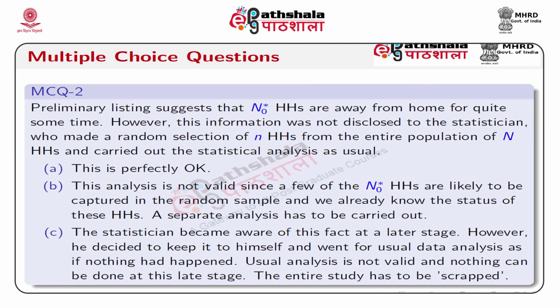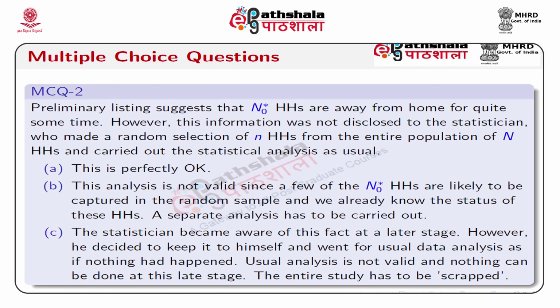Or the statistician became aware of this fact at a later stage. However, he decided to keep it to himself and went for usual data analysis as if nothing had happened. Usual analysis is not valid and nothing can be done at this late stage. The entire study has to be scrapped. I think that should have been number D. So this should have been the number D option, and the number C option is right there. If nothing had happened, there should be an option number D: usual analysis is not valid and nothing can be done at this late stage. The entire study has to be scrapped.